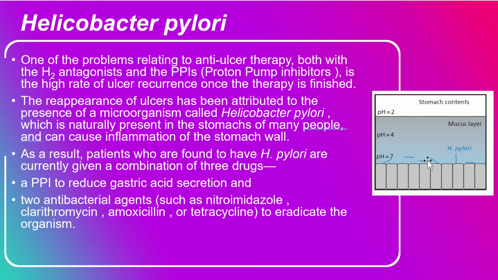All right, so as a result, patients who are found to have H. pylori are currently given a combination of 3 drugs: a PPI to reduce gastric acid secretion and 2 antibacterial agents, and we have a few here, to eradicate the organism.